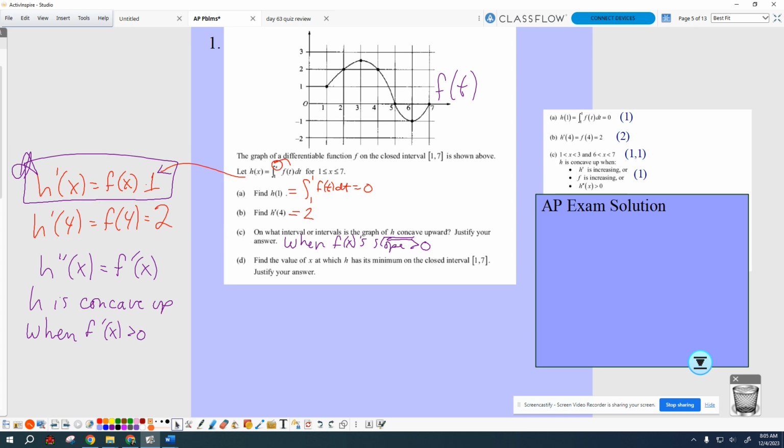Last question. Find the value of x where h has a minimum on the closed interval, which closed interval means it might be an endpoint. So where is the minimum? Please read carefully. I see minimum and maximum as the same. It's only different by 2 letters. What do you think? I thought it was 7. When x is 7, okay?